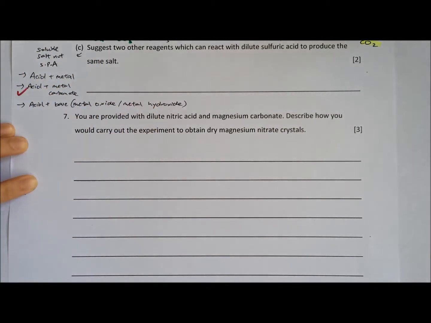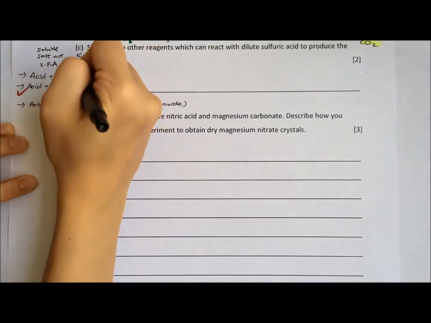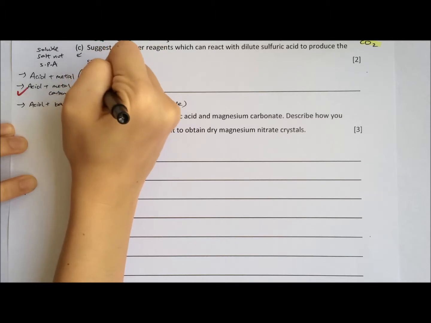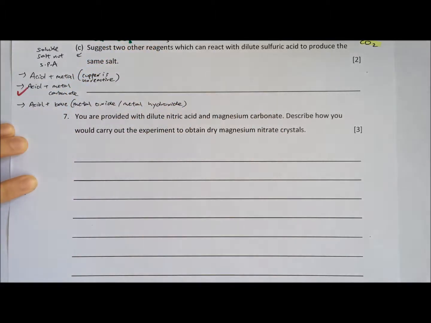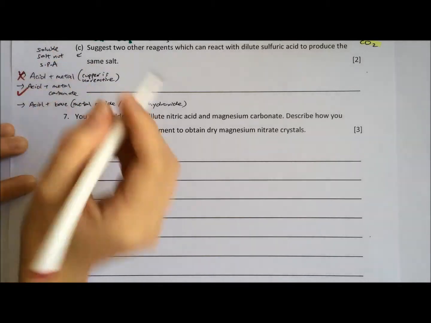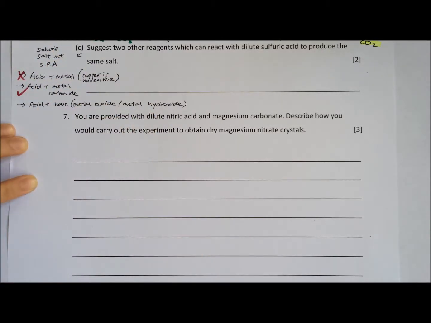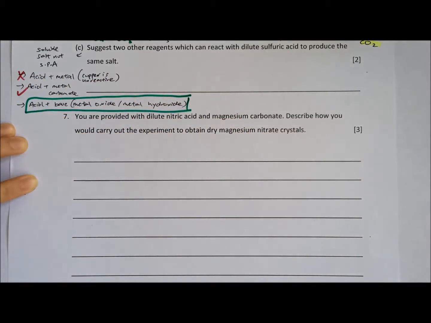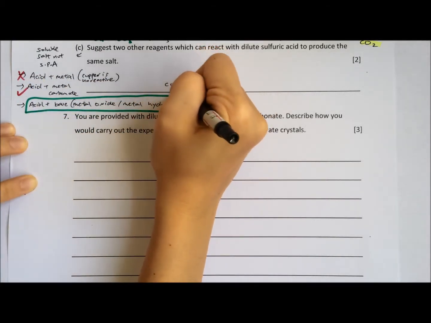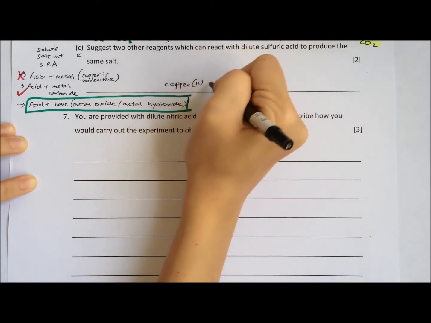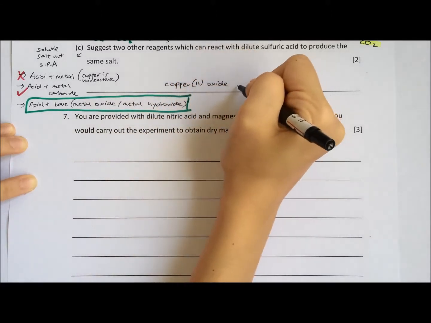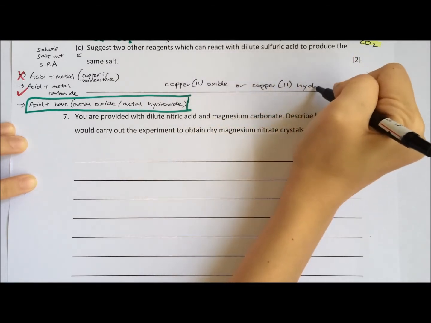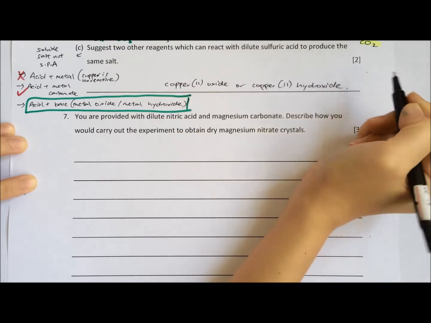So acid plus metal carbonate is what was in that reaction. They use copper 2 carbonate. How about acid with metal? Copper is an unreactive metal, so we can't use acid and metal as well. So we're left with the last choice, which is acid plus base, meaning metal oxide and metal hydroxide. So since our salt is copper 2 sulfate, our metal oxide will be copper 2 oxide, our metal hydroxide will be copper 2 hydroxide. So these are the 2 reagents that can react with sulfuric acid.